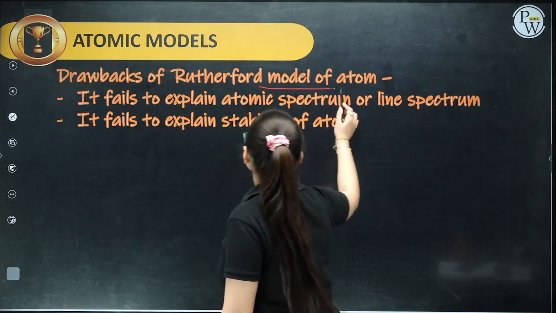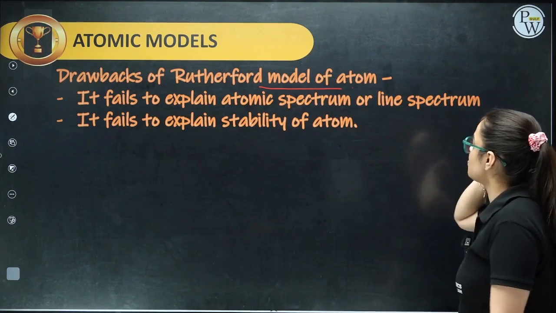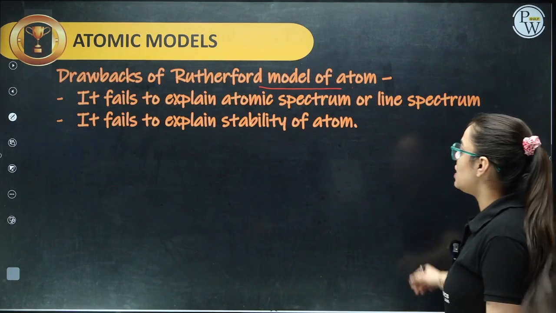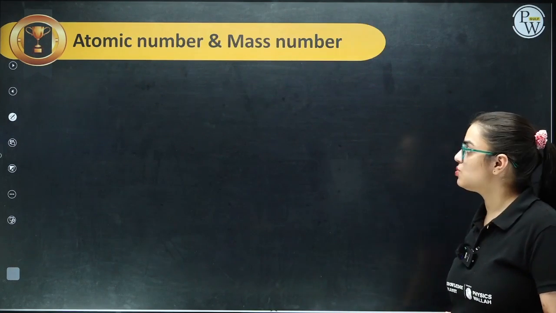But what were the drawbacks of that model? It failed to explain the atomic spectra or the line spectra. It fails to explain the stability of an atom. So these were the drawbacks.